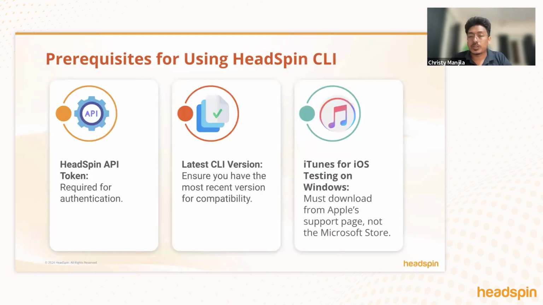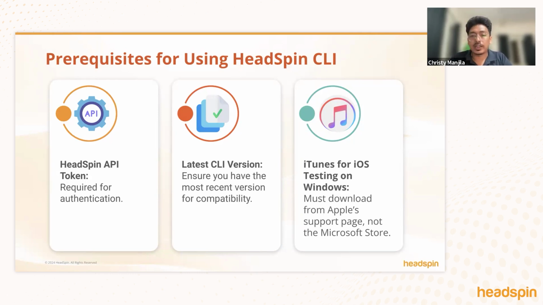Now, the prerequisites to install HeadSpin CLI. You need a HeadSpin license. That's the very first thing that you need. Once you get the HeadSpin license, you get a token created. Anyone that logs into HeadSpin will have their own token. Be it a huge organization with hundreds of people, each one of you will get your own token. The token is used to authenticate who is actually using the tool or the platform.